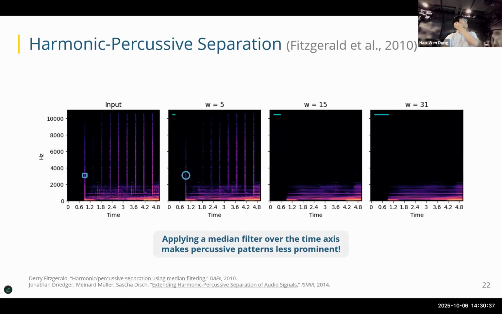So the idea in harmonic percussive separation is to apply a median filter over the time axis to make the percussive patterns less prominent. So that's what we mean. This is the input, and you can apply a horizontal median filter. What we meant by median filter is, say this is width equal 5. You grab this length, width equal 5 here, and then you do a median filter.